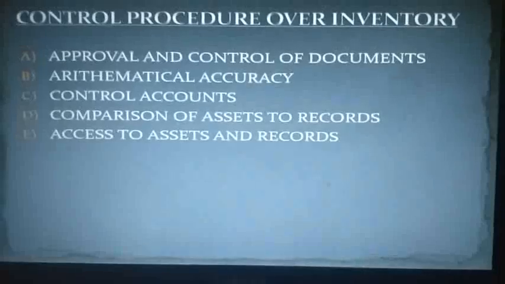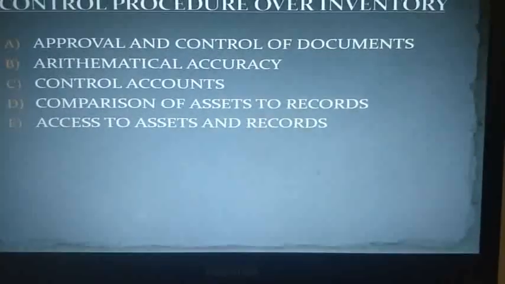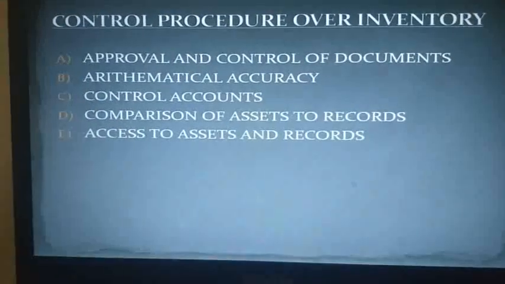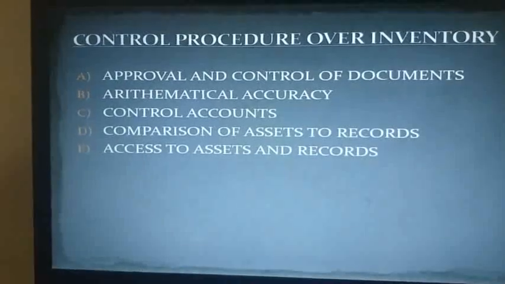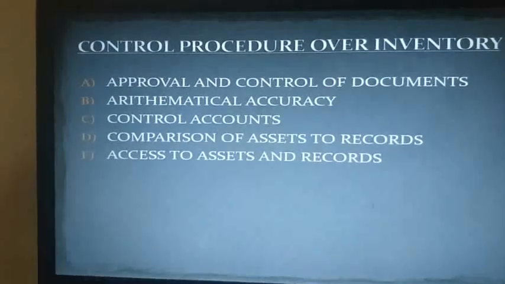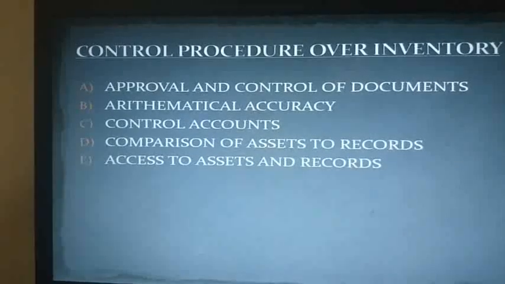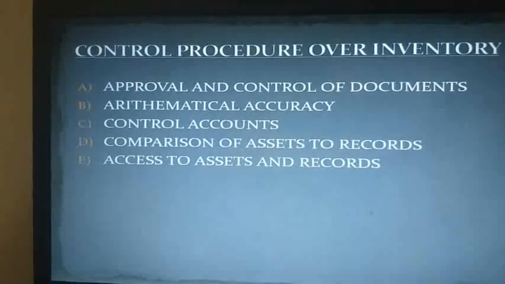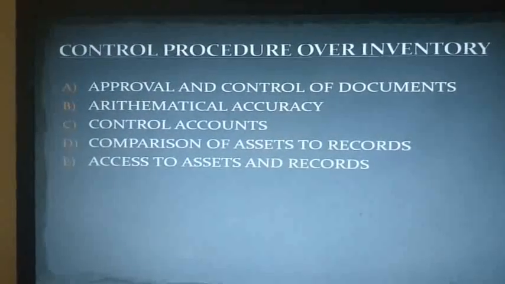Now, control procedures over inventory. What is a control procedure over inventory? You have the first one, that is approval of control of documents. Approval of control of documents is nothing but issuing from inventory should be made only by properly authorized requisitions. And review of damaged, obsolete, and slow moving inventory should be carried out, and write-offs should be authorized. Everything that you take into consideration should be authorized.